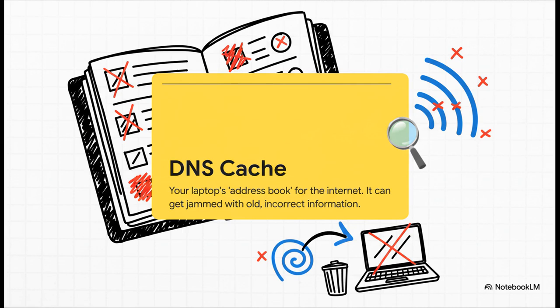Next up, we're going to tackle something called the DNS cache. The easiest way to think about it is like your computer's personal address book for the internet. And sometimes that book just gets jammed up with old, bad addresses, meaning it can't find websites even if you have a perfectly good internet connection. It's time to clear out that book.